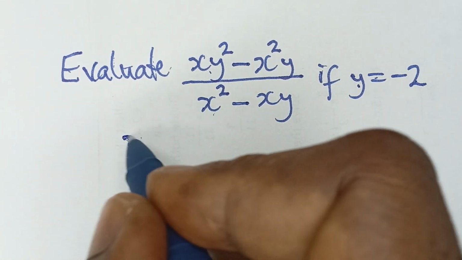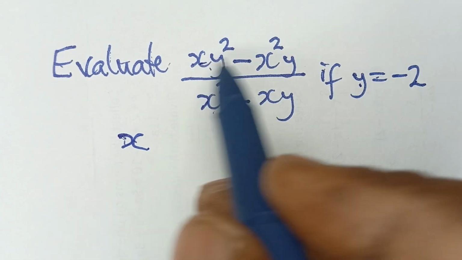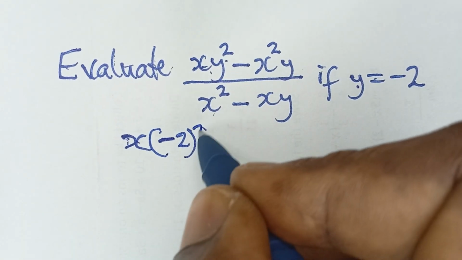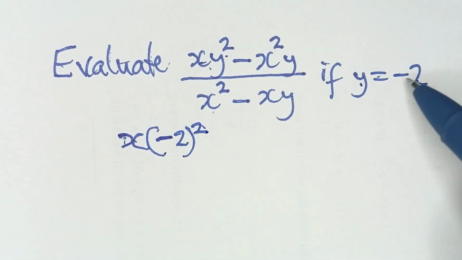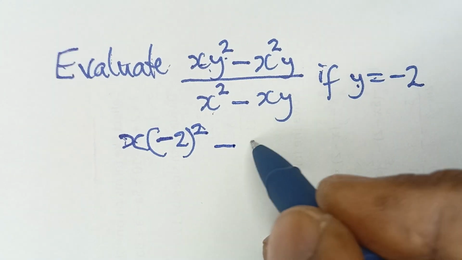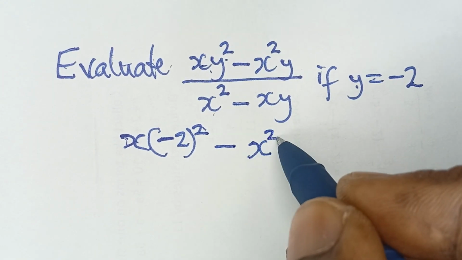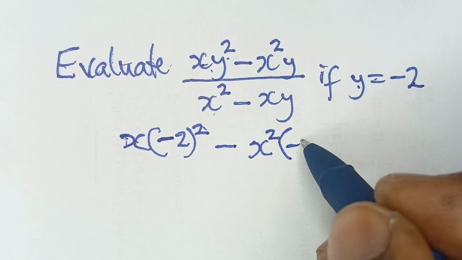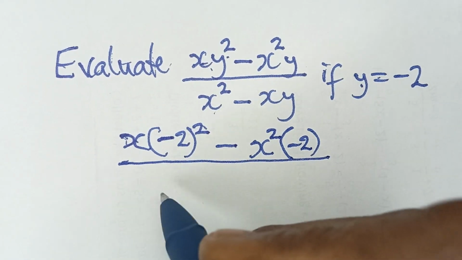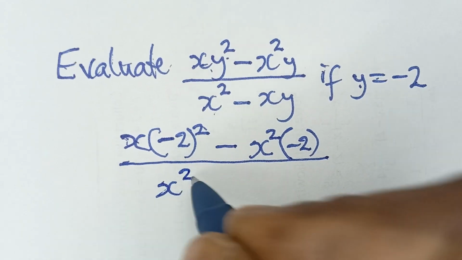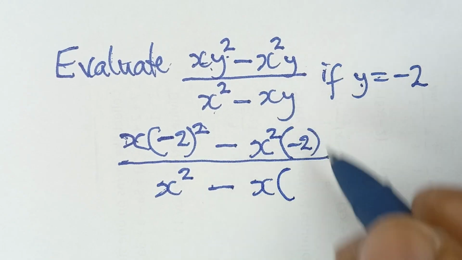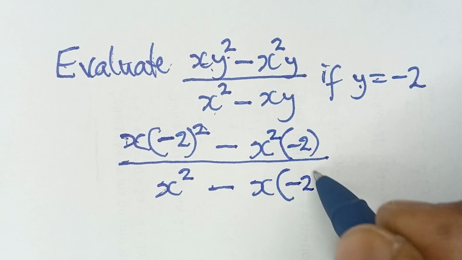That means anywhere I see y, I'm going to put the value −2. So x is there now. So the first x and then −2 for y all squared. Don't forget this is y squared, so −2, which is the value of y, then square it. Then minus x squared. We do not know the value of x, so we're going to write it. And then multiply by y, which is −2. And then all divided by x squared. We do not know the value of x. Then minus x multiplied by y, which is −2.